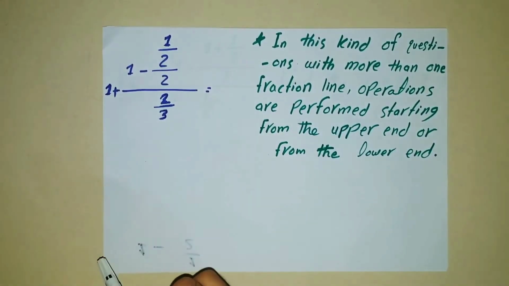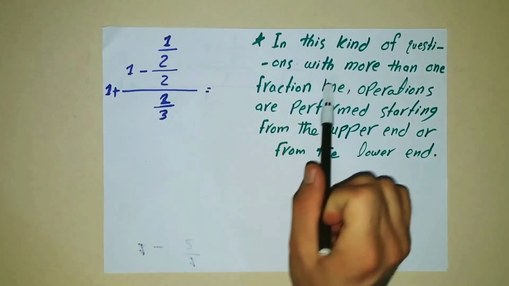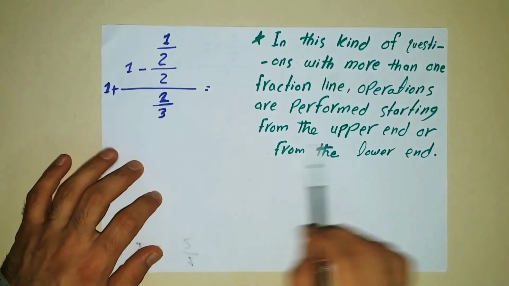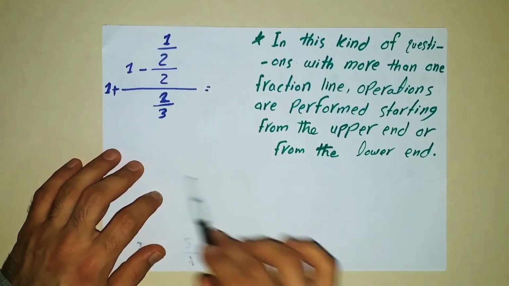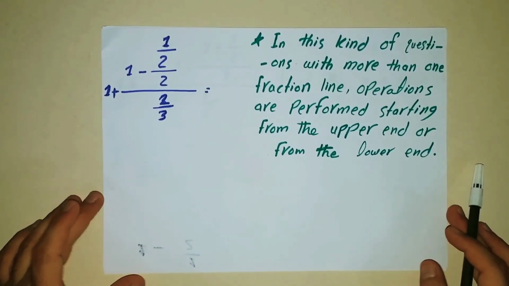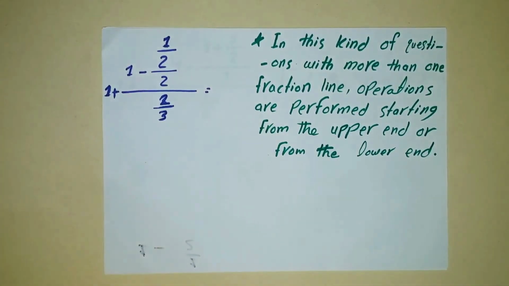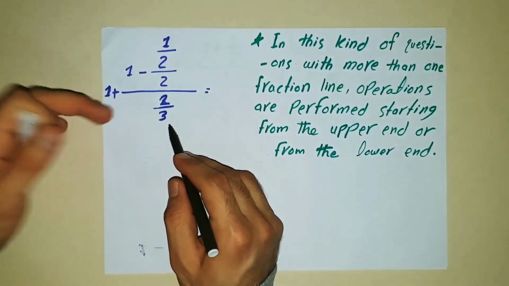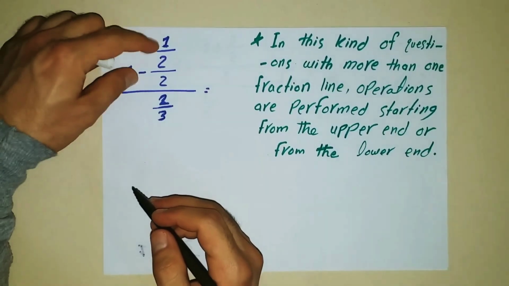This kind of question is a little bit big. In this kind of question with more than one fraction, like there is one fraction and there is one fraction, the fraction line operations are performed starting from the upper end or from the lower end. If more than one fraction line comes, you have to solve them from the upper side or from the lower side. So as you ask of me, I will solve from the upper side.